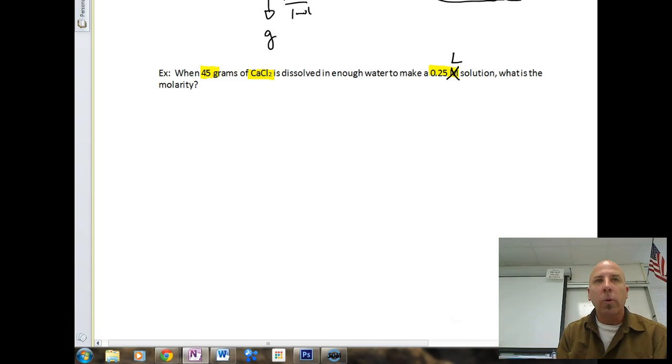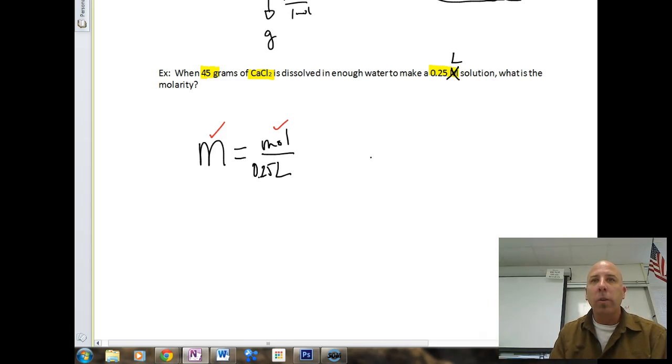Let's take a look at this real quickly. Again, we're going to use the molarity formula. Molarity equals moles per liters. And like I said, we have 0.25 liters. But in order to calculate our molarity, which is this value here, we need to know moles. We don't know moles, but what we do know is the grams of calcium chloride. So we're going to start with 45 grams of calcium chloride. And remember, on the mole road, if we have grams and we want to go up the road to moles, the conversion factor is 1 mole over the atomic mass.